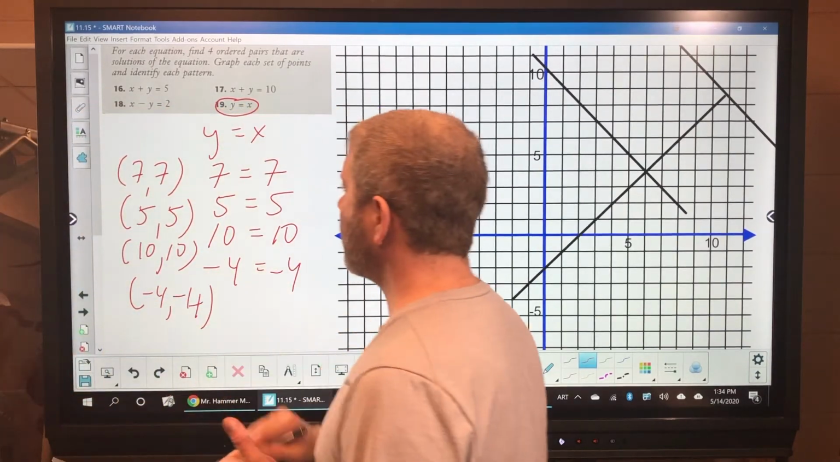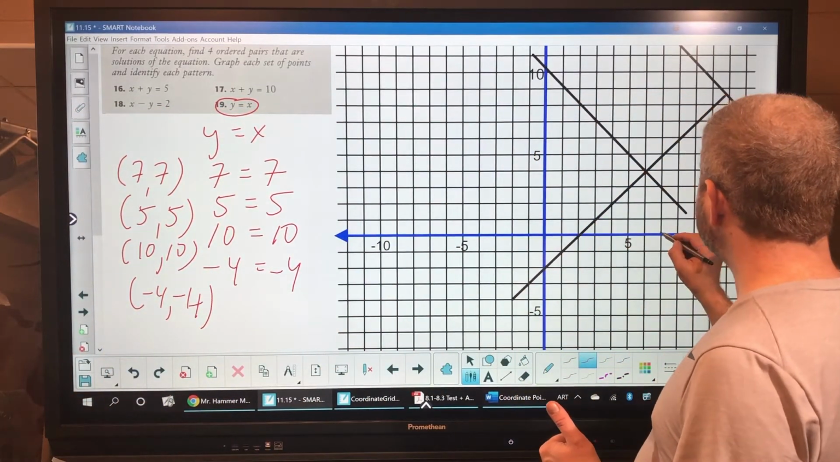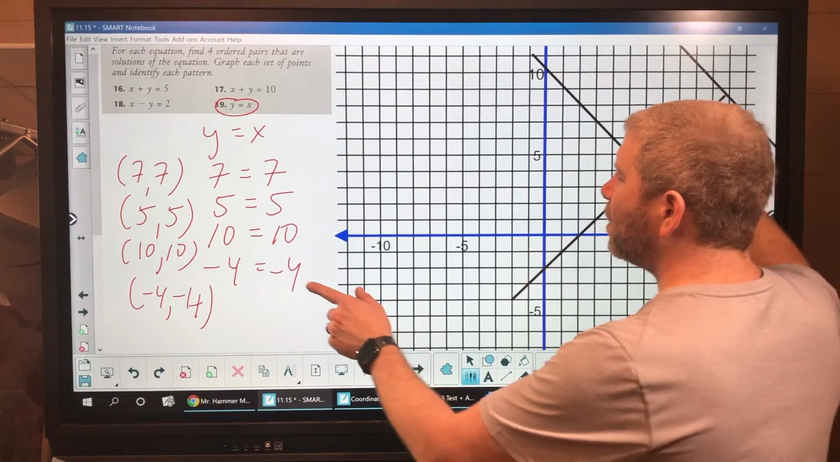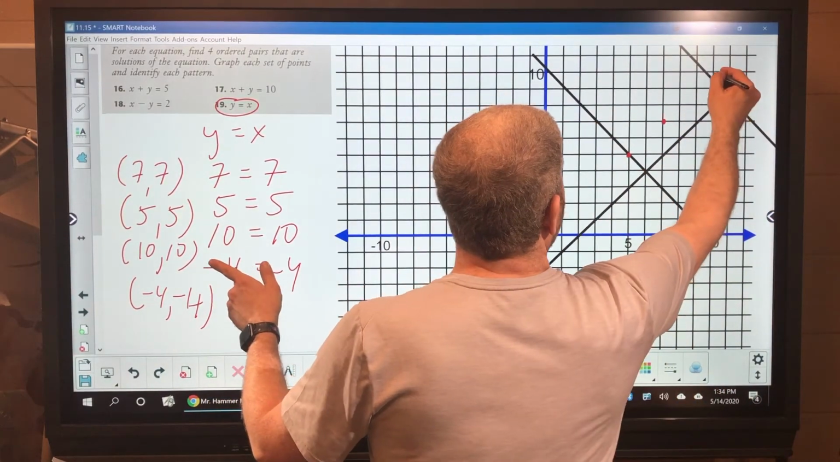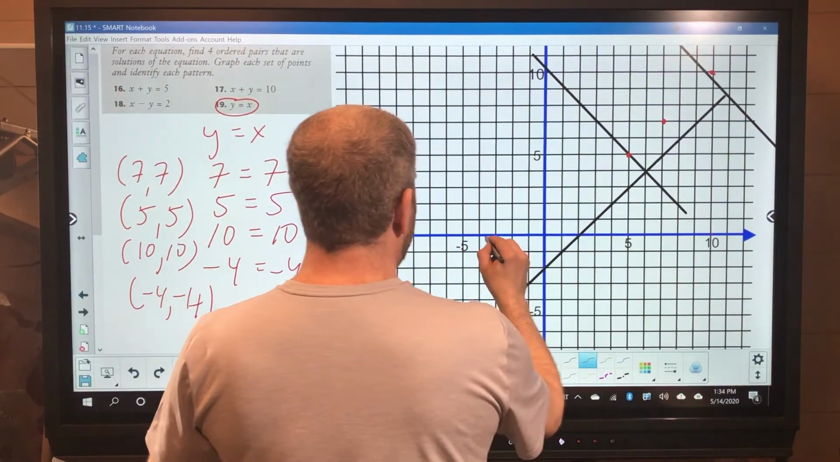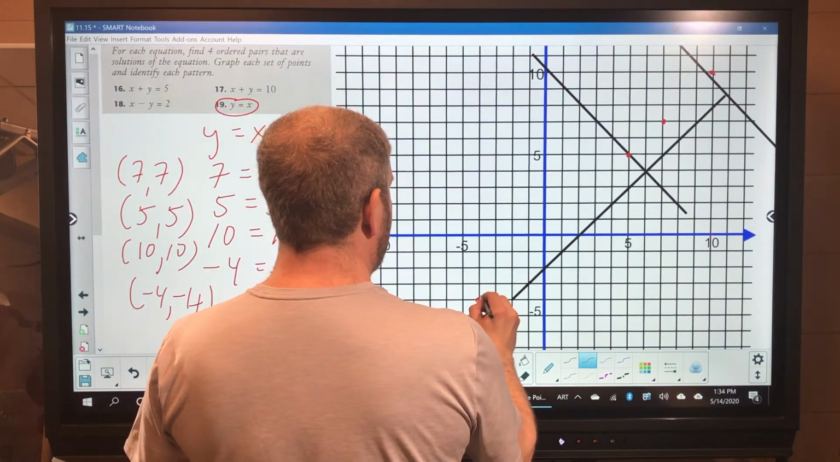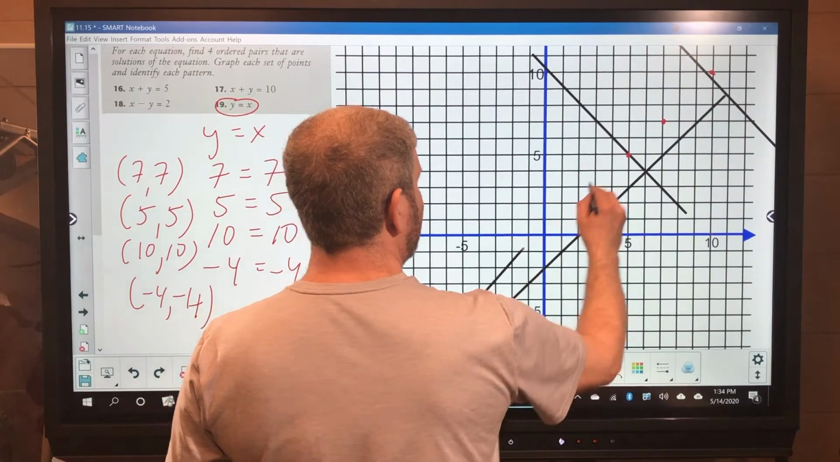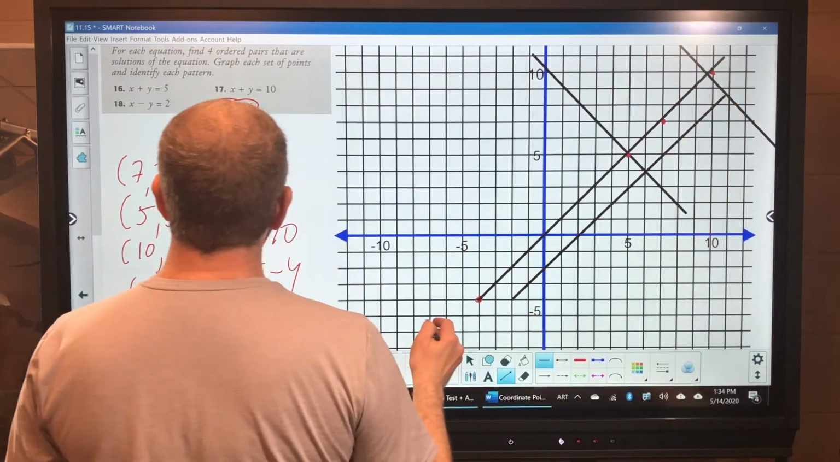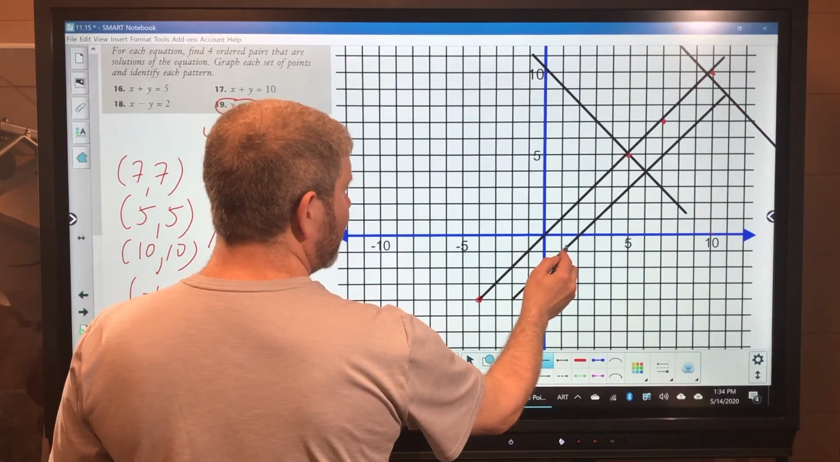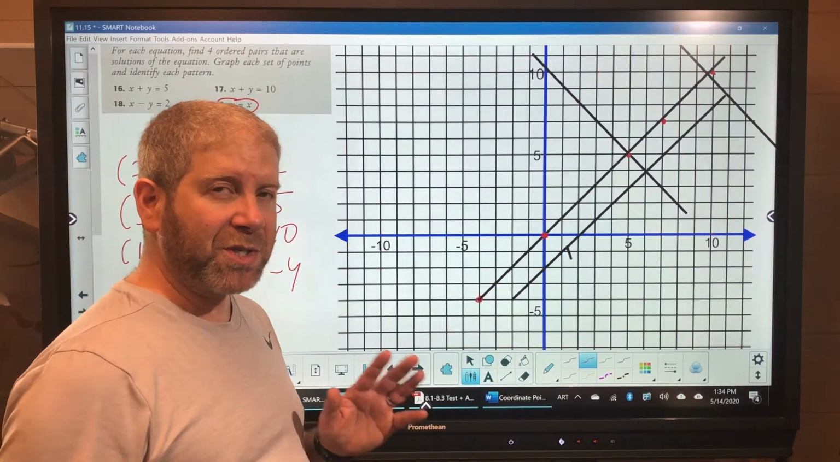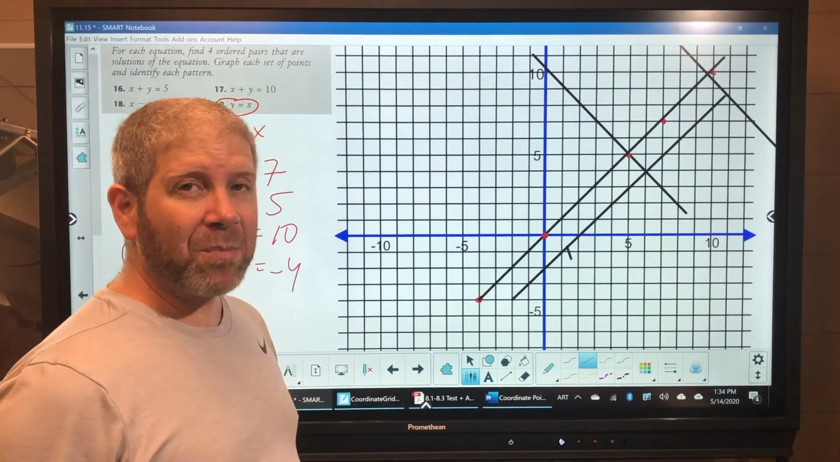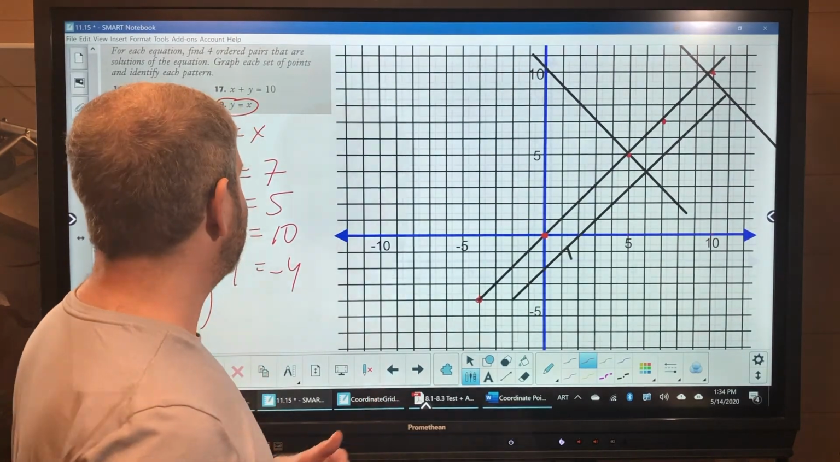So there's 4 coordinate points here. Let's try that. 7, 7 up here, 5, 5 over here, 10, 10 over here, minus 4, minus 4 over here, and looks like we have a line. And interestingly, this line is parallel to the other line, but in this case, our line goes right through the origin, which is 0, 0. This is the end of the examples of 16, 17, 18, and 19.